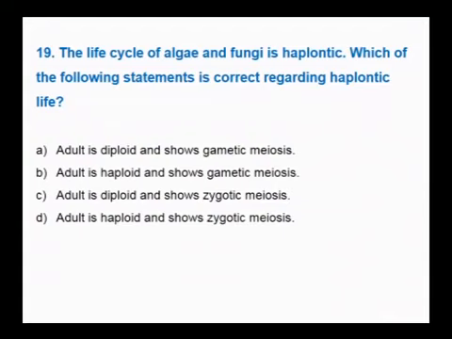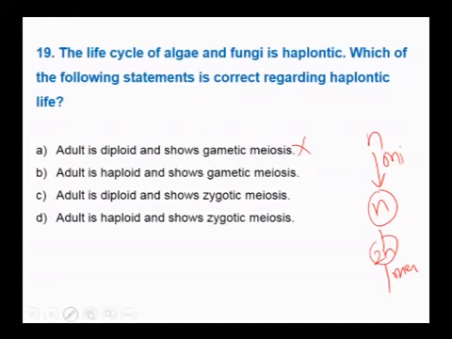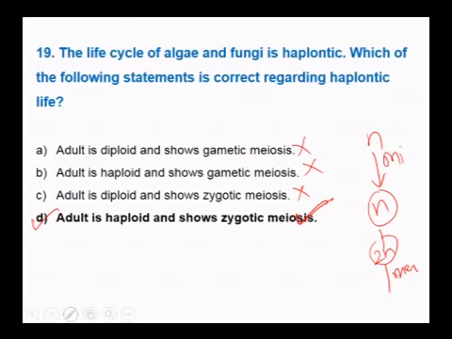Next question. The life cycle of algae and fungi is haplontic. Naturally, their plant body is haploid. Which of the following statements is correct regarding the haplontic life cycle? In the previous question, I explained that algae and fungi are haploid. Therefore, they produce the gametes by mitosis, and the resulting zygote undergoes meiosis. Adult is diploid? No, it cannot be diploid. Adult is haploid, shows gametic meiosis? Gametes will not undergo meiosis. Therefore, wrong. Adult is haploid and shows zygotic meiosis. So, this is the correct statement. Therefore, the answer is D.